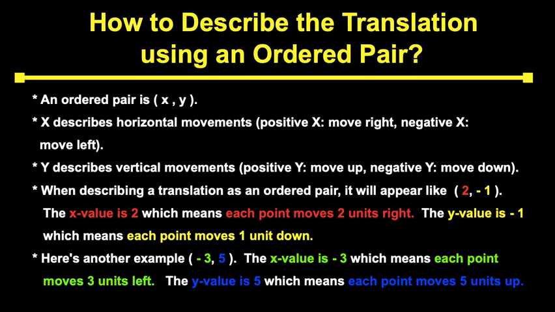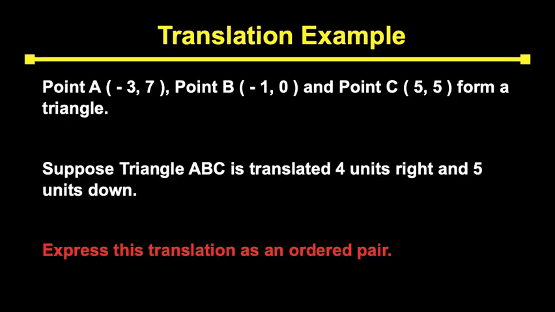Let's look at this separate example. Point A, negative 3, 7, and point B, negative 1, 0, and point C, 5, 5, form a triangle. If this triangle ABC is translated 4 units right and 5 units down, I'd like you to think about what is the translation written as an ordered pair.